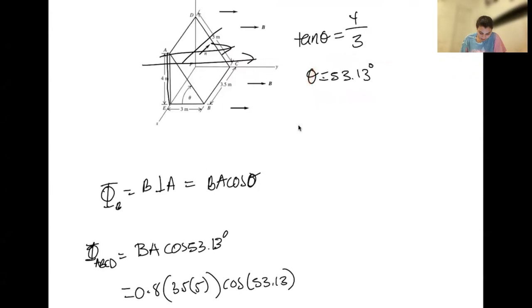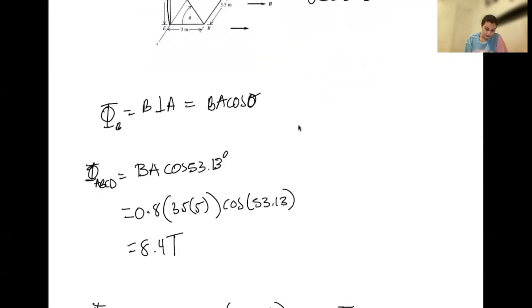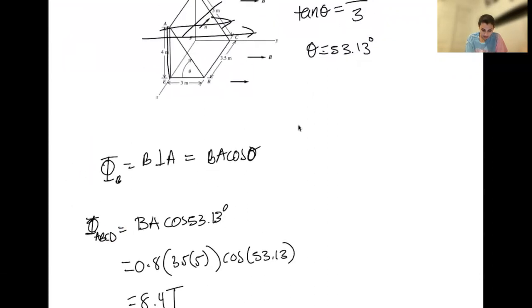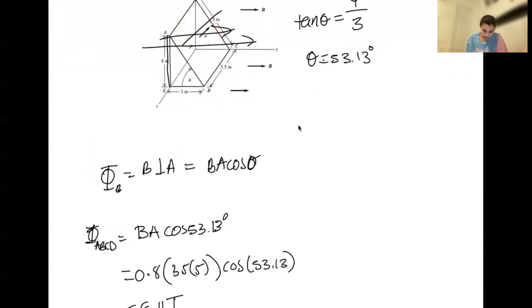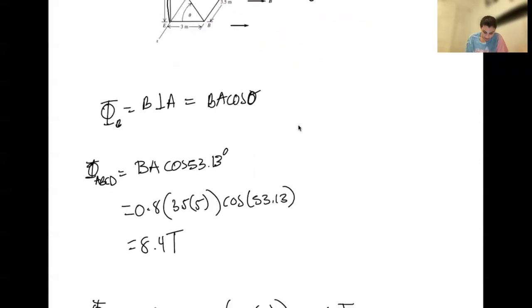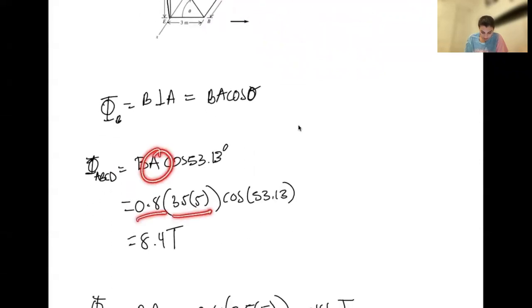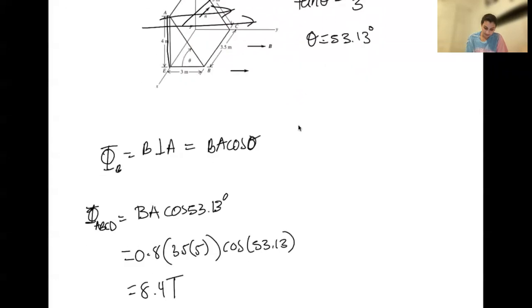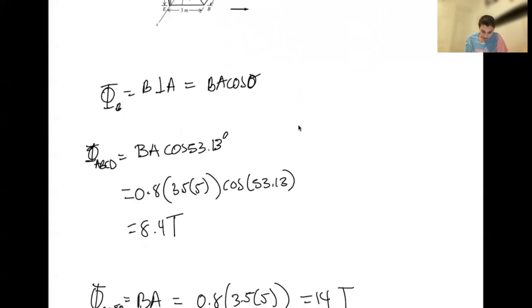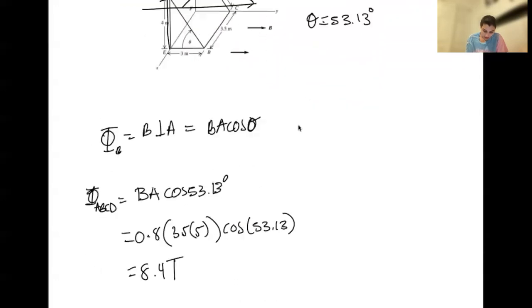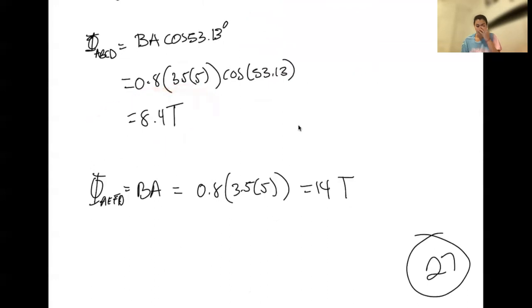So now the flux on ABCD, which is this inclined one, is my magnetic field, 0.8, times my area, 3.5 times 5 meters, times the cosine of my angle, 3.3. That's going to give me 8.14.